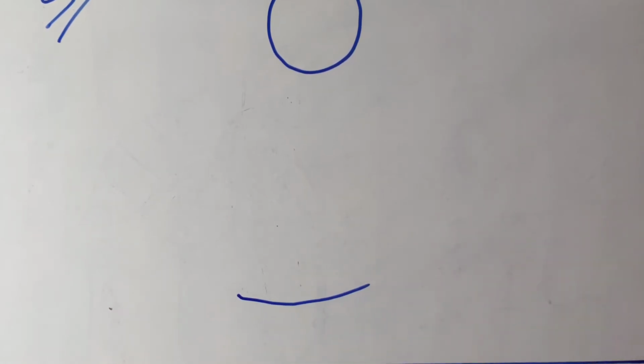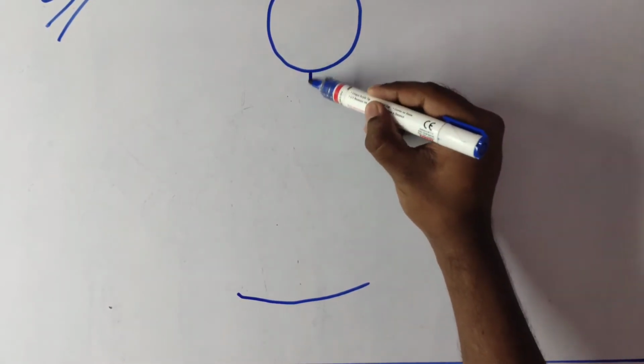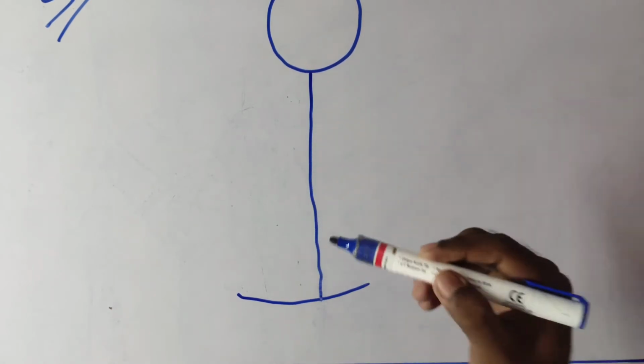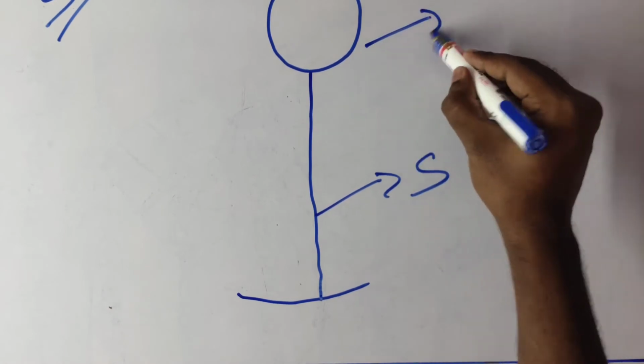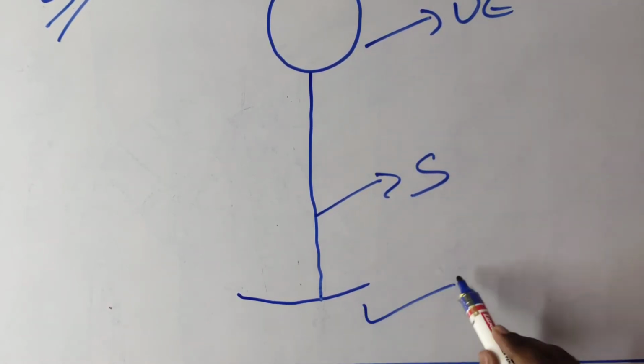Okay, upper end is round and lower end is flattened. So remember, in between there is a shaft which connects both the upper end and the lower end. So this is the shaft, this is the upper end, this is the lower end.